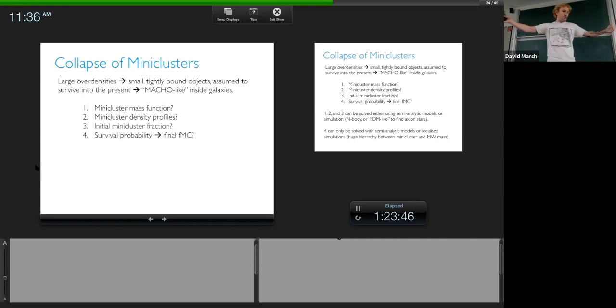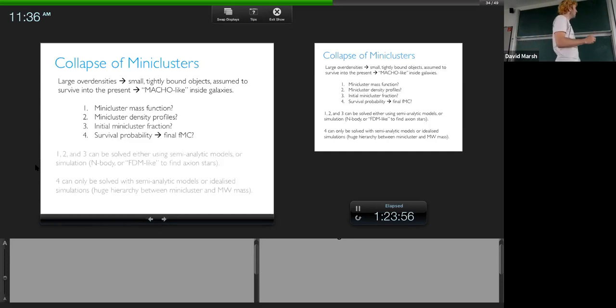But then what happens as they form structure later? You know, they're going to form structure like the Milky Way, they're going to fall into dark matter halos, maybe they get tidally disrupted by the stars, who knows? How do we solve this problem?